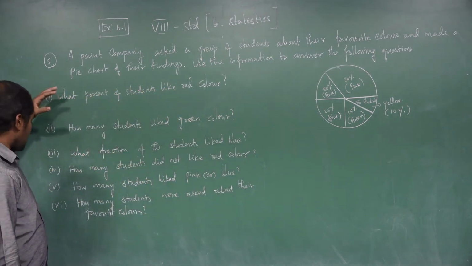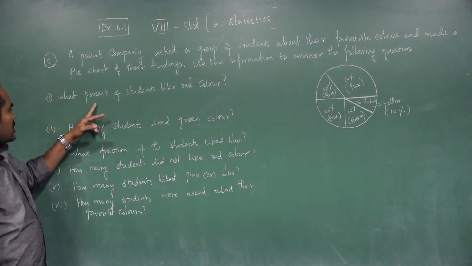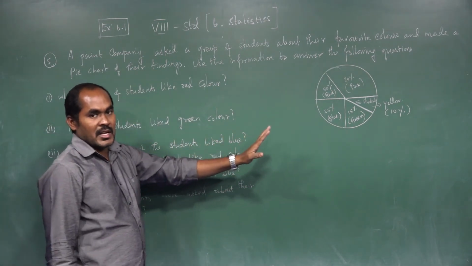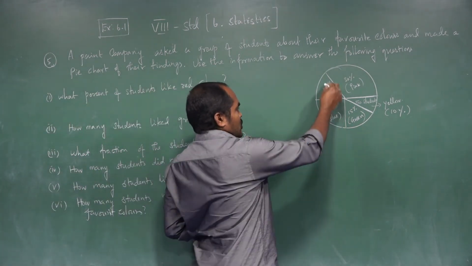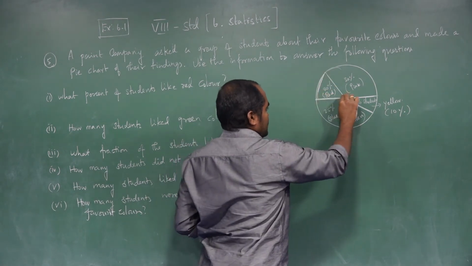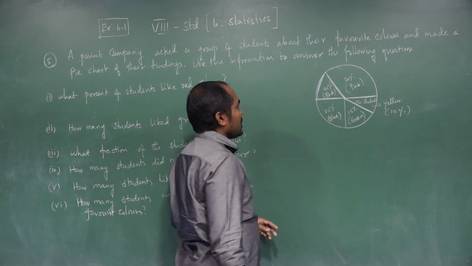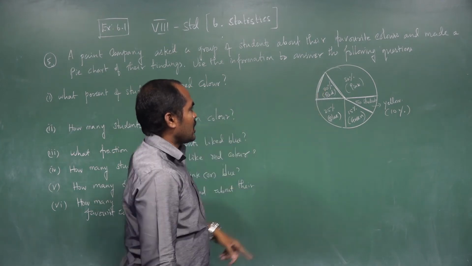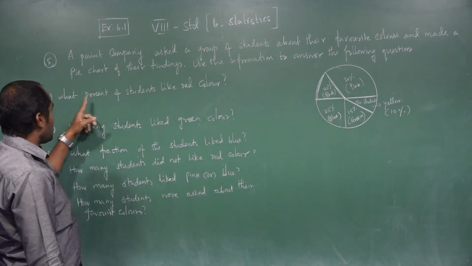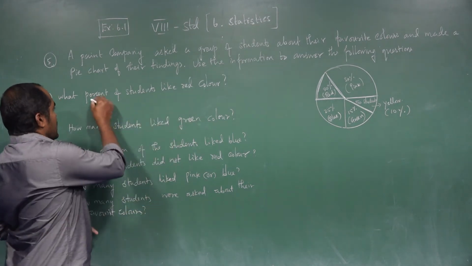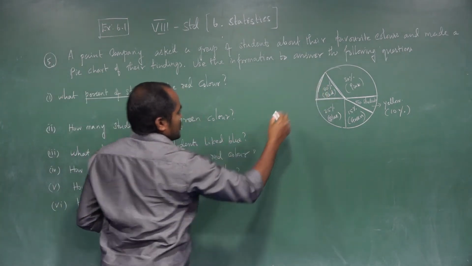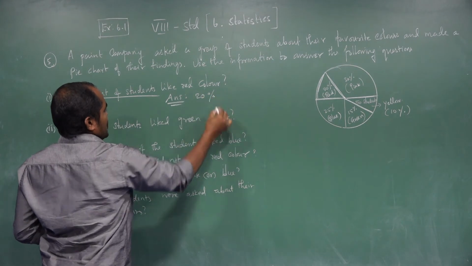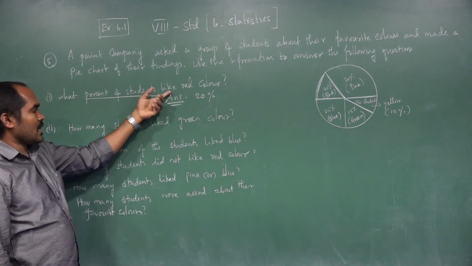So we want to answer a total of 6 questions. First question: what percent of students like red color? So look, this sector region represents the students. 20% of students' favorite color is red. Our question is, what percent of students like red color? So 20% of students like red color. So the first question answer is 20%.